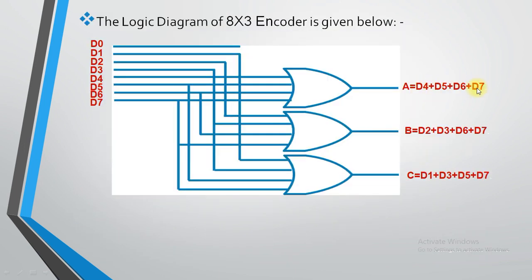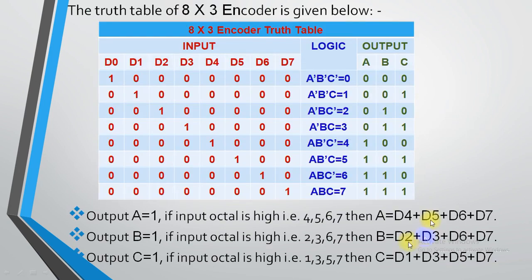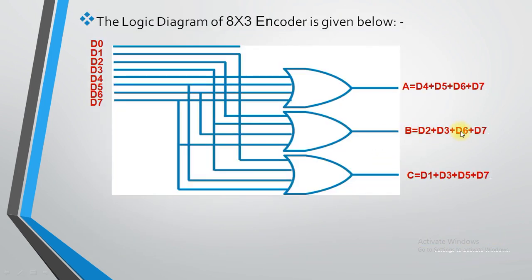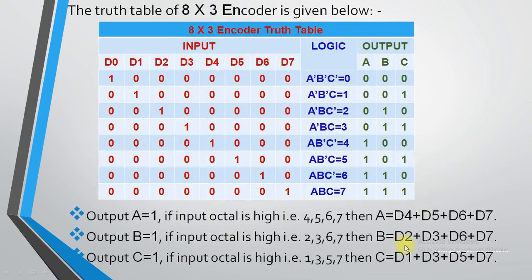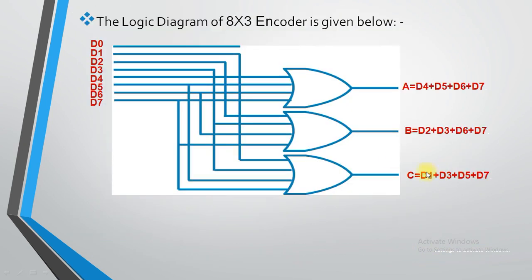4, 5, 6, 7, 2, 3, 6, 7. So you need to write 2, 3, 6, 7 and 1, 3, 5, 7, that you need to write 1, 3, 5, 7. Now what you need to do? We need to take 8 input variables, D0 to D7. Is that clear to everyone?